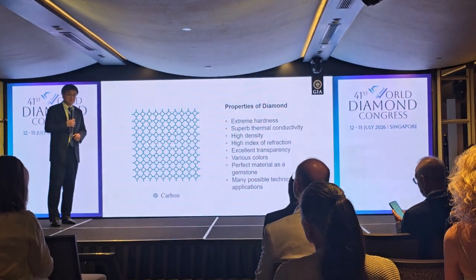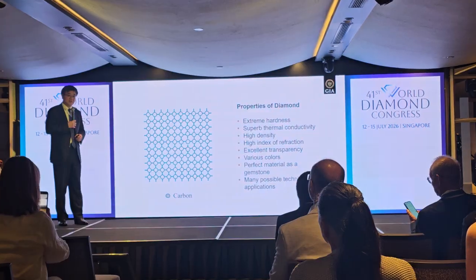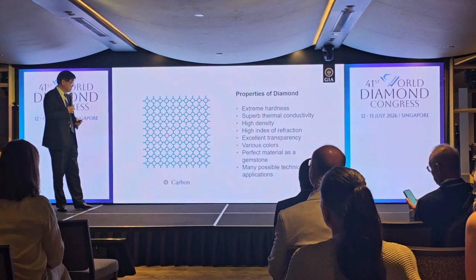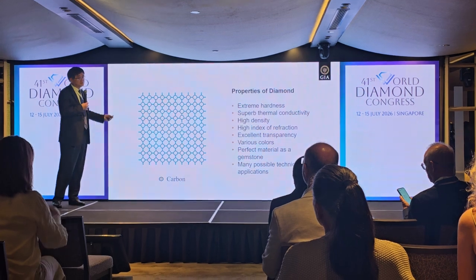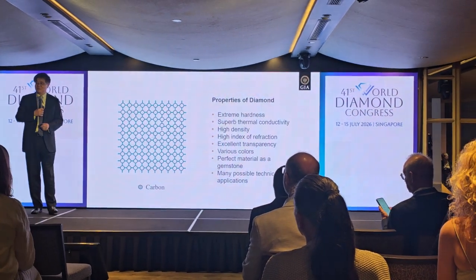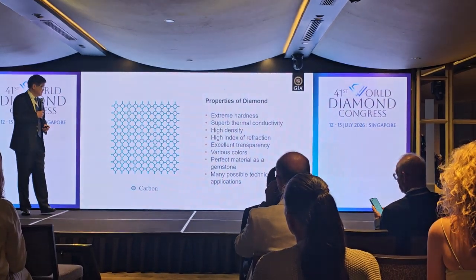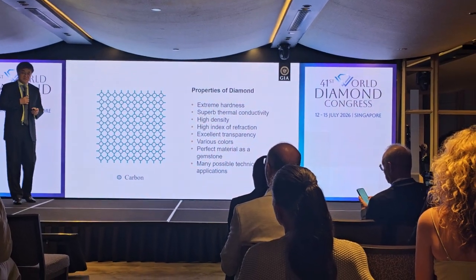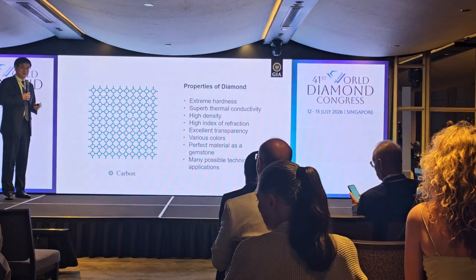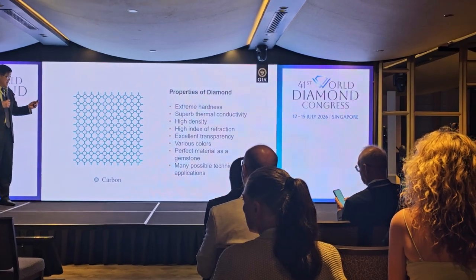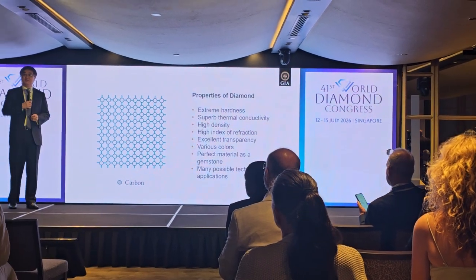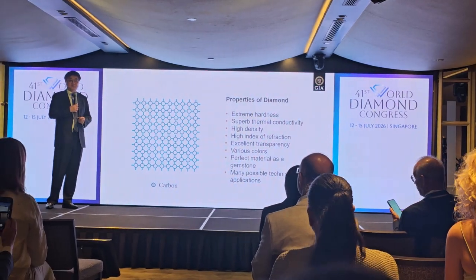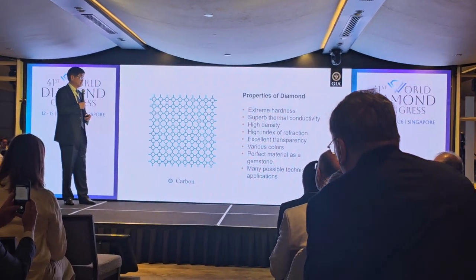Diamond is a very simple material. It is composed of carbon. Each carbon is surrounded by another 4 carbon atoms. I use a 2D diagram to show a 3D structure. The bonds between carbons are so strong, and the chemistry and the structure determine all of the remarkable physical and chemical properties of a diamond.